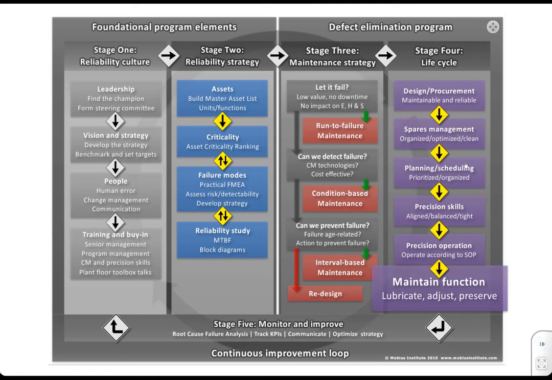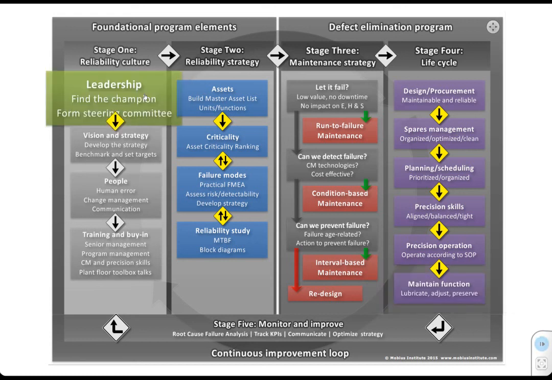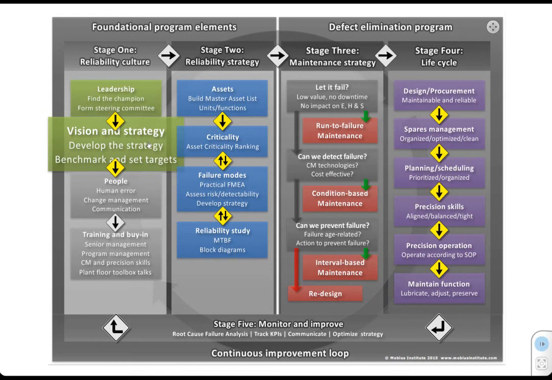But none of this is possible unless we deal with the reliability culture. We need strong leadership. Leadership that believes in this and focuses on it and makes sure we get it right. We need a vision and a strategy. We need to have a plan for all of this, and we need to execute that plan. To do that, we need to understand what's important to the organization. We need to prioritize our work. We need to understand how we create value through this process.